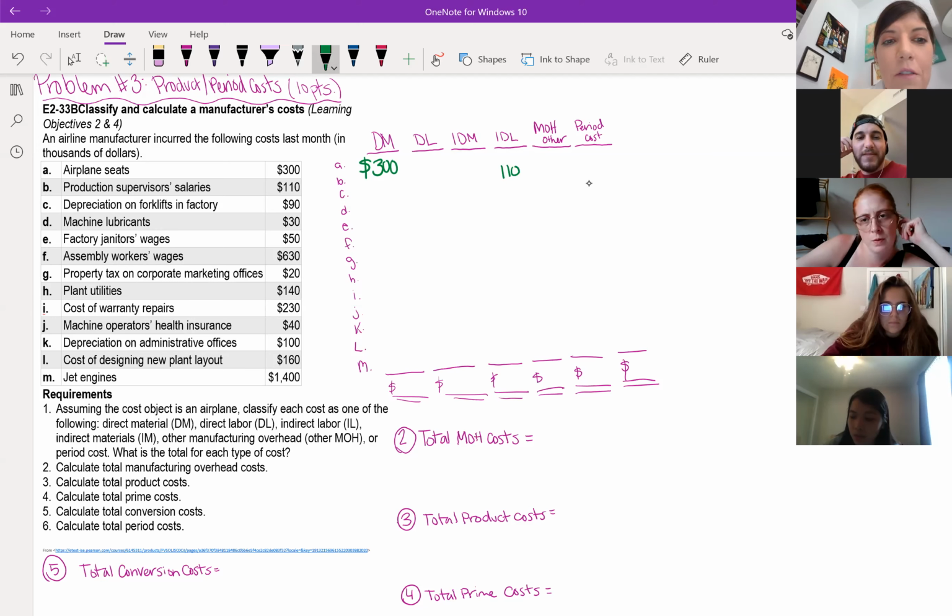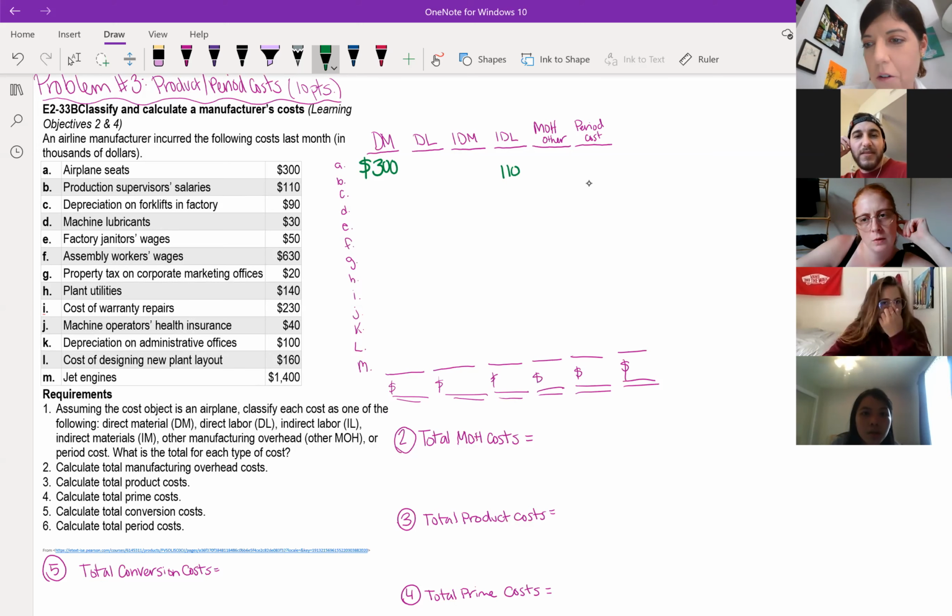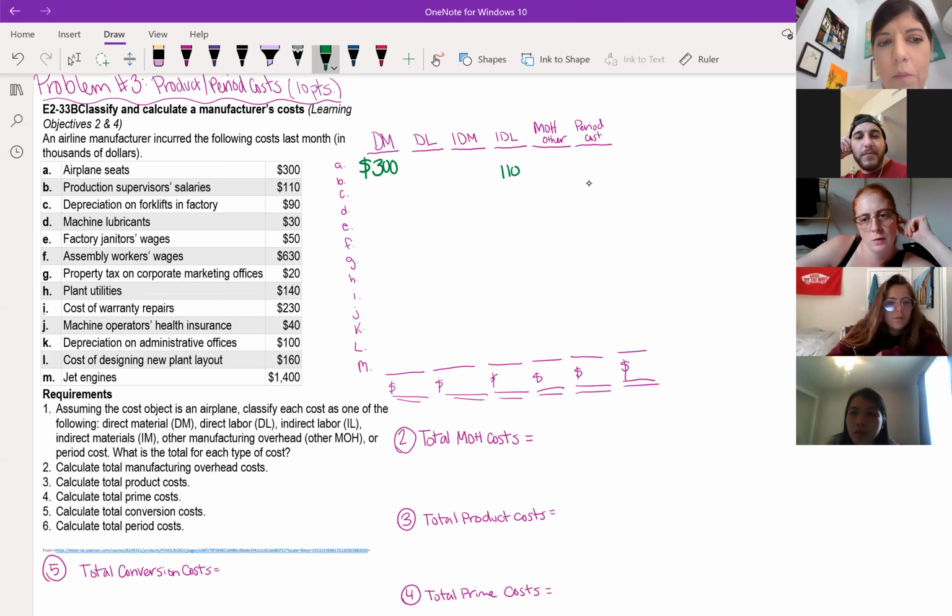Depreciation on forklifts in the factory. After we move past chapter 2, you don't need to know the difference. You just need to know if it's manufacturing overhead, but in this chapter you do. MOH other, 90. Yep, because it's depreciation. It's not a material. It's not labor.